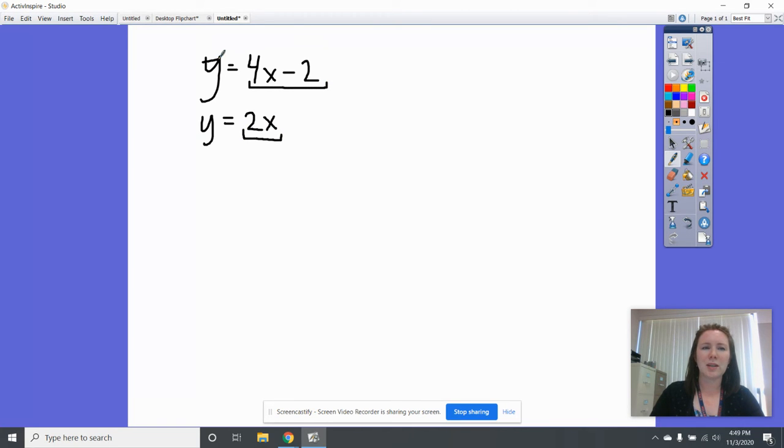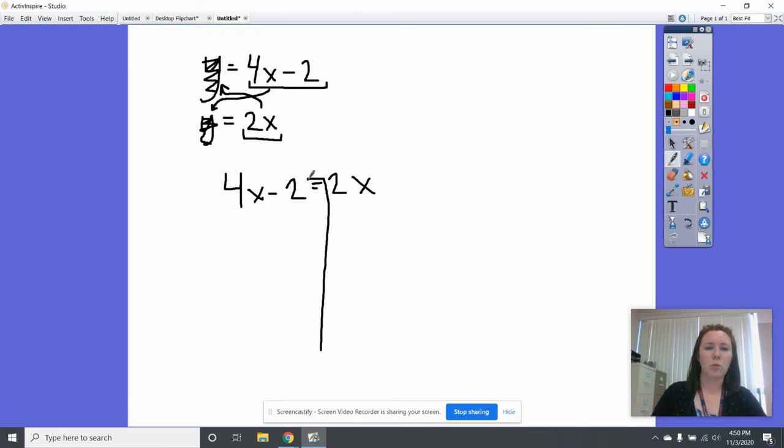And really what we're doing is we're getting rid of the y, and in its place we're substituting, or putting, the 2x. Or we're getting rid of this y, and in its place we're putting this. So I'm going to go ahead and write these two things set equal to each other, just like that. And now it's just a multi-step equation that we can solve.